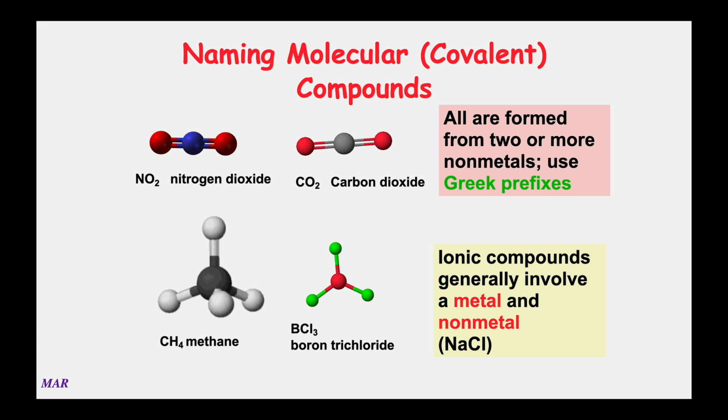Ionic compounds have those positive and negative charges. None of these compounds, like CO2, BCl3, etc., have positives and negatives. So nonmetals with a metal is ionic. Nonmetals with nonmetals are covalent, and you can use Greek prefixes. Do not use Greek prefixes if there's a metal present.